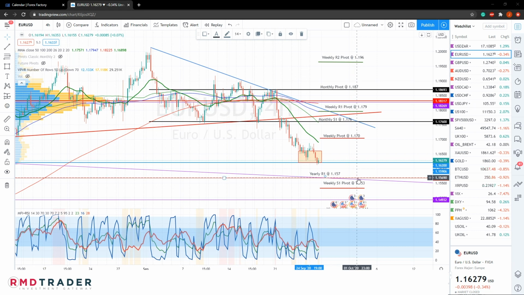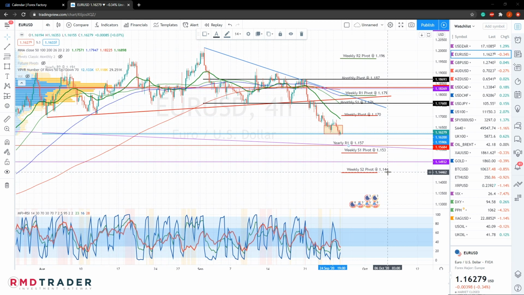That could include the area between 1.144 and 1.153. That is the weekly S1, S2 pivots. And the primary level here to keep an eye out for would be this support level at 1.149.